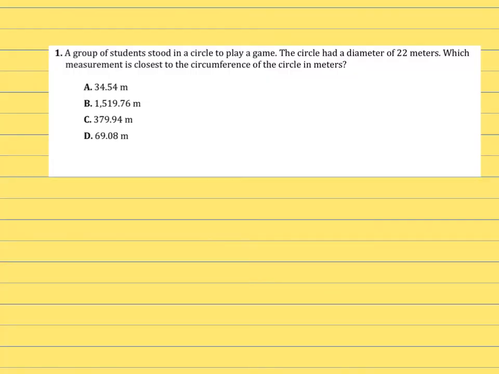Question number 1 says a group of students stood in a circle to play a game. The circle had a diameter of 22 meters. Which measurement is the closest to the circumference? So a couple of things. We know we have a circle. We know that the diameter is 22 all the way across, and it wants to find the circumference.